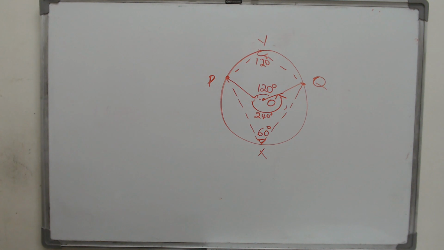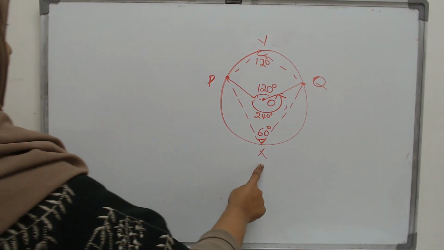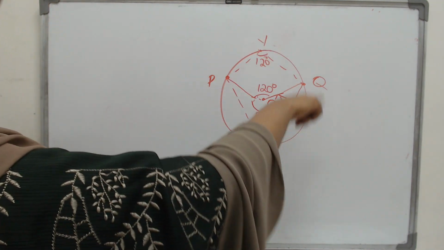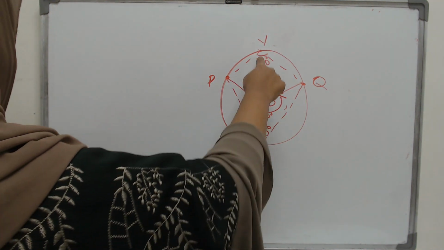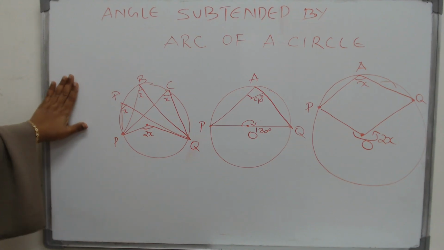120. And how do you check if your answer is correct? Look at this. YPXQ, a cyclic quadrilateral, and add these two. Do you get 180? You do. So your answer is correct. So this is what we started with.